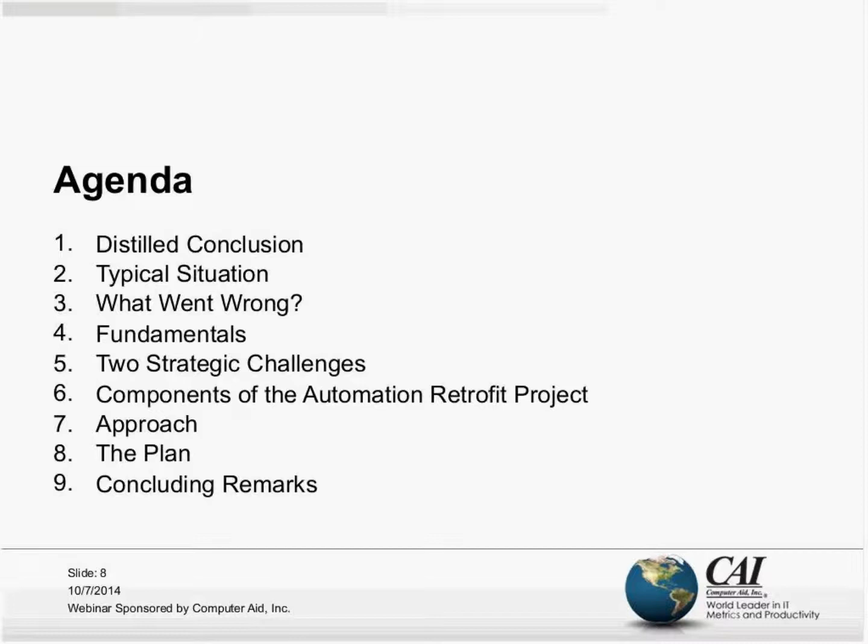Today in the presentation, I'm going to start off, believe it or not, with a distilled conclusion and talk about what we should do to make this a successful project. Then I'll talk about a typical situation, what went wrong in the typical situation, the fundamentals, two strategic challenges that you're going to have in the project, components of automation, components of the automation retrofit project, and I'm going to introduce the term retrofit because that's really what we're doing to the manual regression suite. Describe an approach and a plan, and then have some concluding remarks.